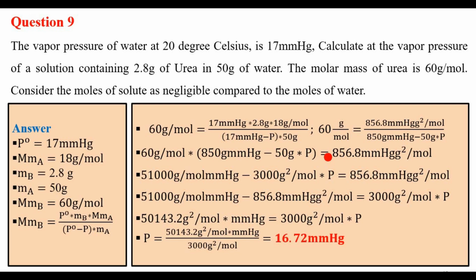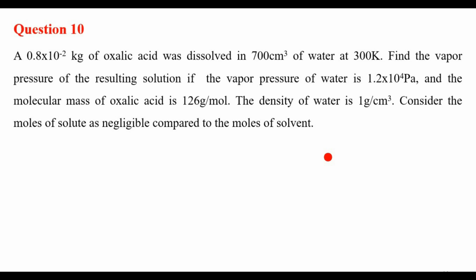So let's move to question number 10. Question number 10 is saying a 0.8 times 10 negative 2 kilogram of oxalic acid, that means the solid, was dissolved in 700 centimeter cube of water at 300 Kelvin. So here, rather than giving the mass of the solvent, we have the volume of the solvent. We don't have the mass, but you have the volume of the solvent. The solvent is pure water, and the volume was given as 700 centimeter cube.